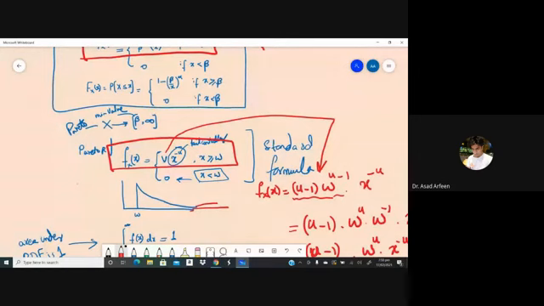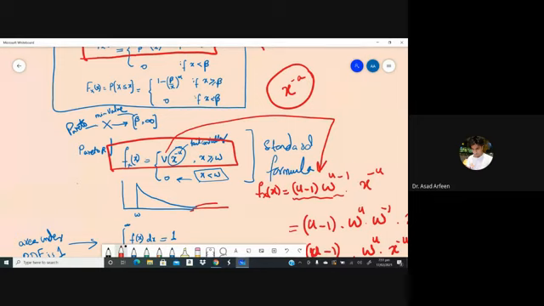What is a power law function? x to the power minus a. This is a power law random variable, because it is decaying and the tail power is controlled by a. The smaller the value of a, the slower the function will decay. The higher the value of a, the faster it will decay. You all know this basic mathematics.